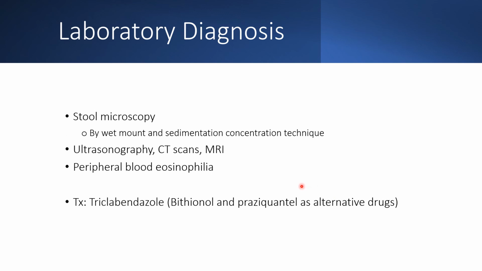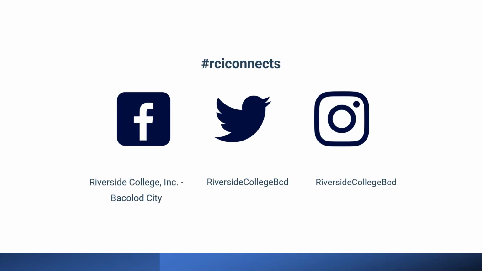Okay, so for the diagnosis, the tool is microscopy by wet mount and sedimentation concentration technique. Ultrasonography, CT scans, and MRI to visualize the lesions, and peripheral blood eosinophilia. For the treatment, it is triclabendazole, and we have bithionol and praziquantel as alternative drugs. So that ends our discussion for trematodes.